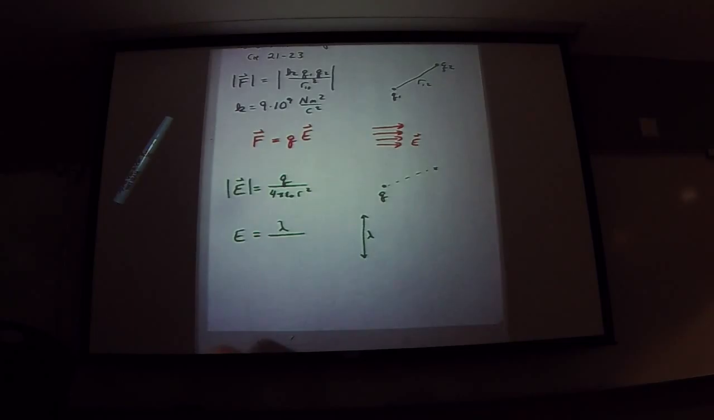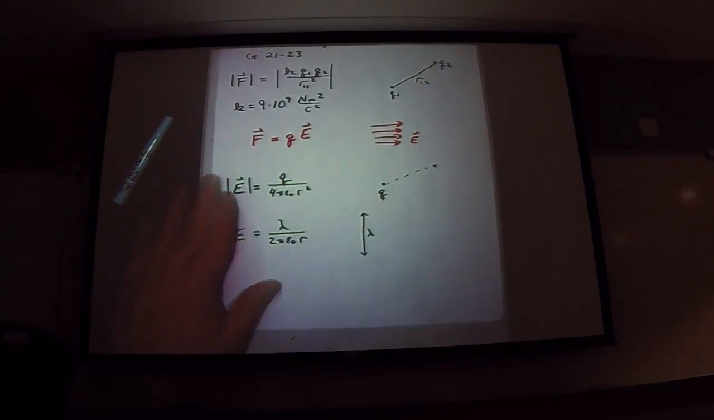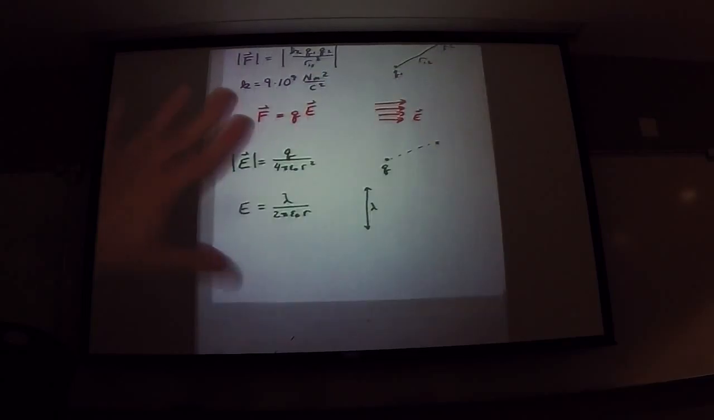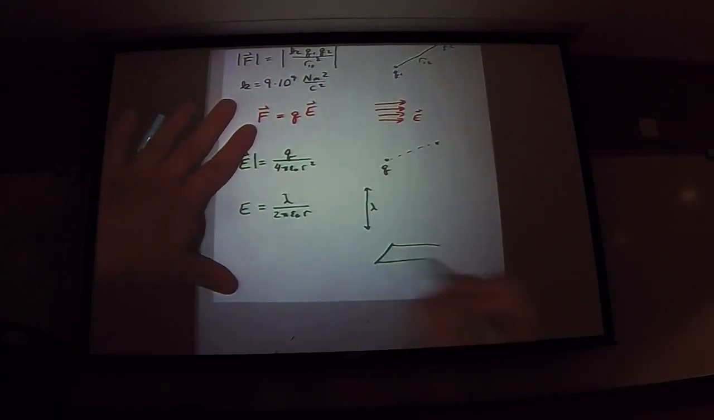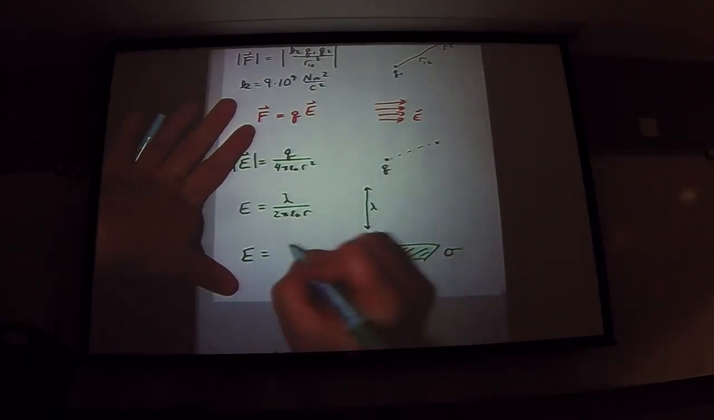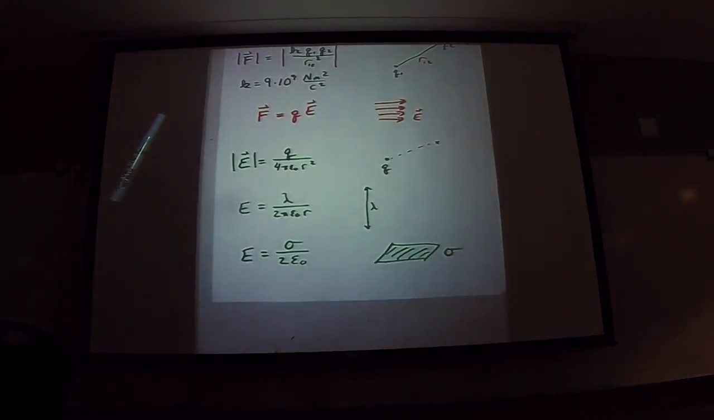I don't know whether it's 2 or 2 pi. Let me see. Ah, darn. It's 2 pi epsilon naught, so lambda over 2 pi epsilon naught r, with just one r. And then for a sheet of charge, sigma, the electric field is just sigma over 2 epsilon naught, and it's a uniform electric field.